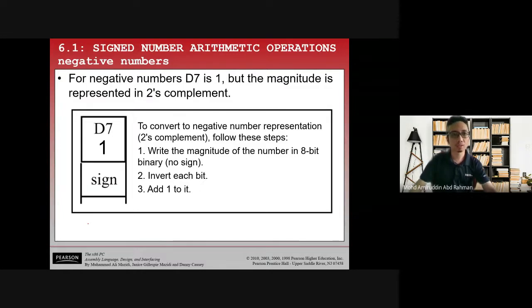For the negative numbers, as we learned, the magnitude is represented in 2's complement. Always remember, to do the subtraction, we need to take the 2's complement. So you are familiar with this concept: invert the bits, and then add 1 to it. So that's the 2's complement.